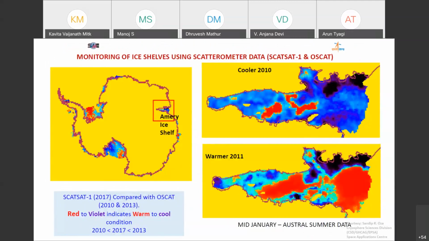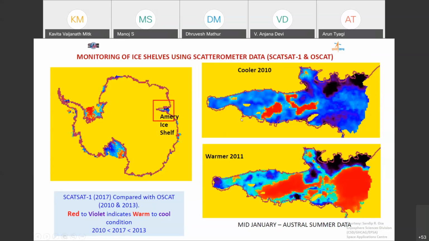One example I'll be sharing here is the monitoring of ice shelves using scatterometer data, from SCATSAT-1 and OSCAT. You can see that this is the Amery ice shelf, and it is one of the fastest calving ice shelves. Recently, in February, some portion of the ice shelf calved, and the iceberg is still floating. We are monitoring the iceberg calving events as well.